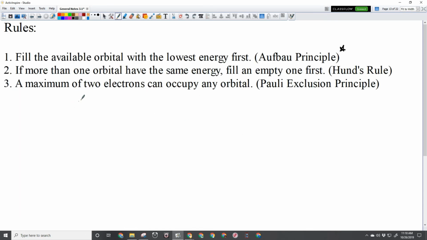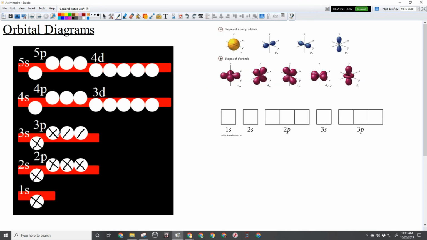And then the last one, it says a maximum of 2 electrons can occupy any orbital, and that's the Pauli Exclusion Principle. So what that means is that you can't put more than 2 lines per box. So we can't do something like this, or this, or this, or this. That doesn't exist. So it's only 2 lines per box. Okay, so when we get here, this is 1 electron, this is 2 electrons.